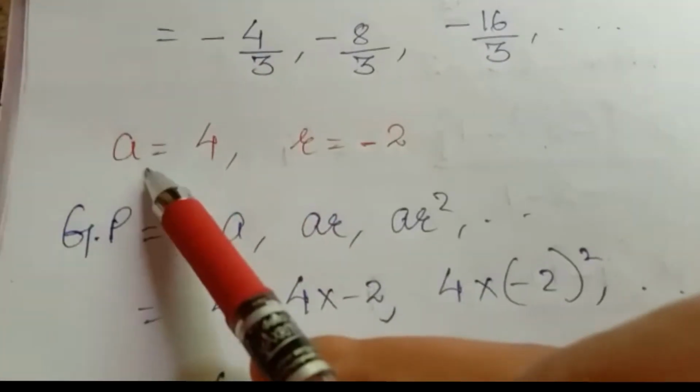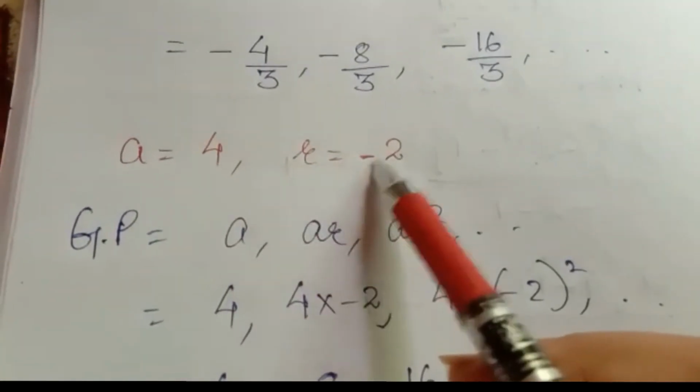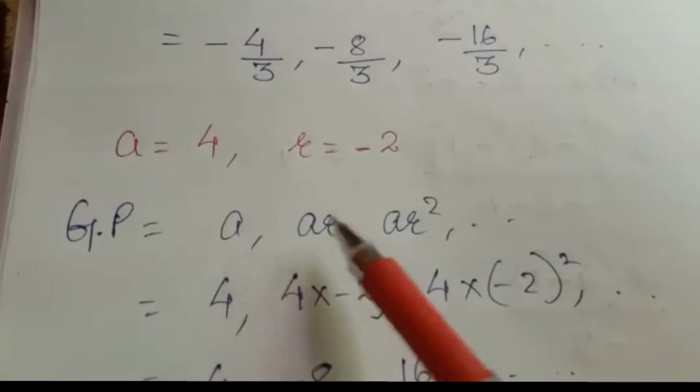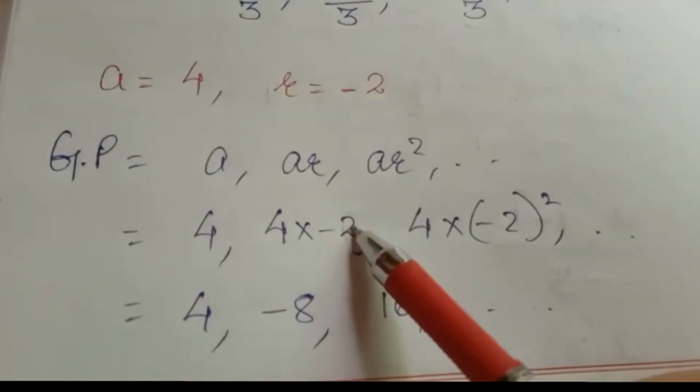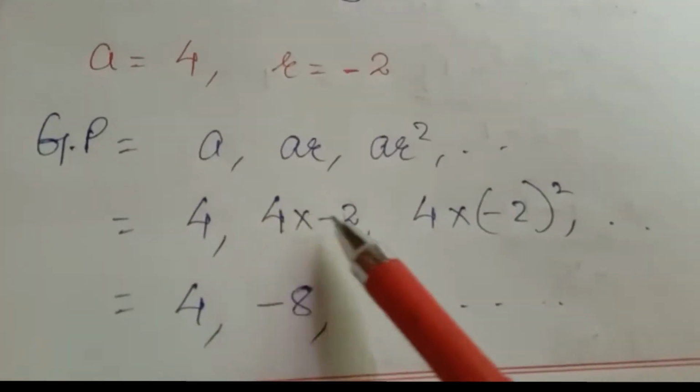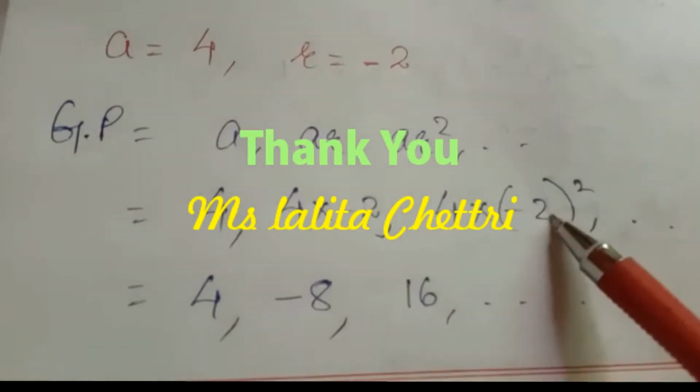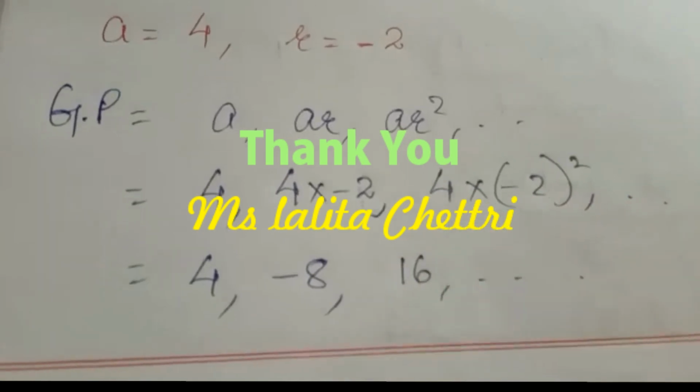Then next we will consider A is 4 and R is minus 2. So the GP will be A, AR, AR square. A is 4, R is minus 2. So 4 comma, 4 into minus 2 is minus 8. Minus 2 square is 4, 4 into 4 is 16.